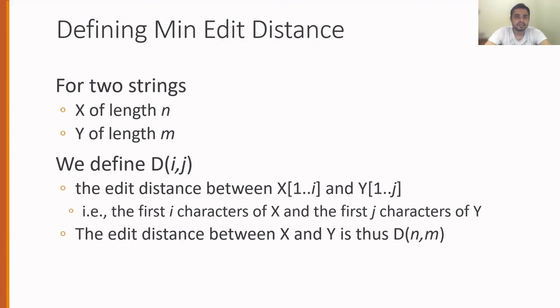Let's define the minimum edit distance. Say we have two strings, x of length n and y of length m. We define the minimum edit distance d(i, j) as the edit distance between the first i characters of x and the first j characters of y. The edit distance between x and y is thus d[m, n].